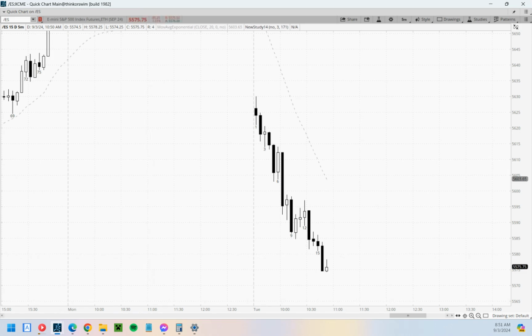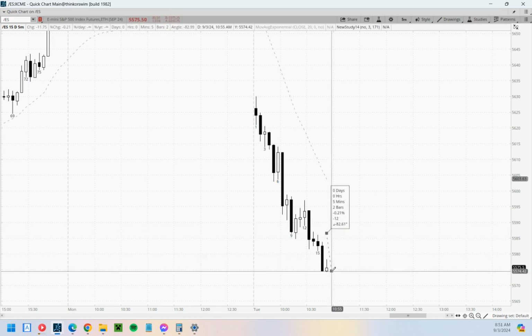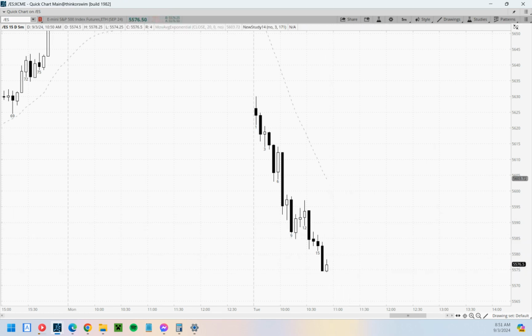So we are theoretically still on the swing sell below 9. Those traders, how much were they able to make so far? 12 points. So pretty good.